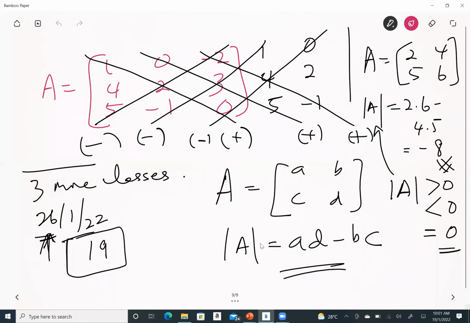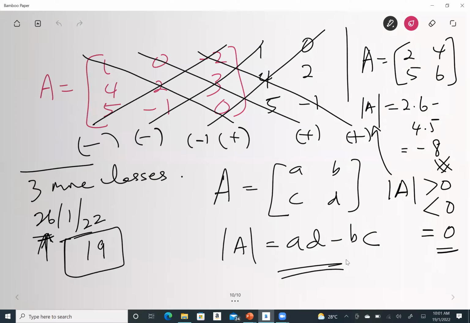Then what is the inverse of the matrix? Or the determinant is AD: you multiply the terms in the principal diagonal, and subtract the multiplication of the terms in the other diagonal. So that would be the determinant of A. Okay, for example, let's look at a 2 by 2 matrix.